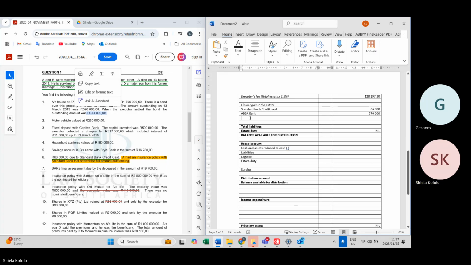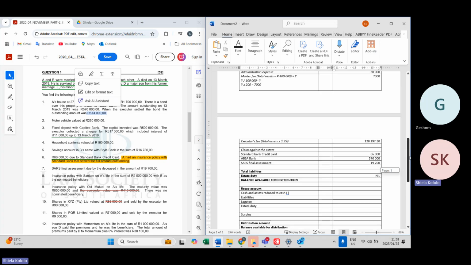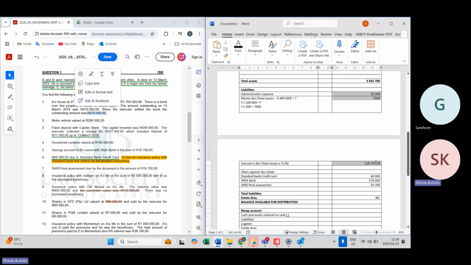So we've got our Absa bond, and then which other liability did we identify? Another one is SARS. We owe SARS, so we need to pay the SARS final assessment of 19,700. So we are actually done with our liabilities now. We need to calculate the total of our liabilities. Start here and calculate all of this together, then we come up with a total. Please do calculate for us.